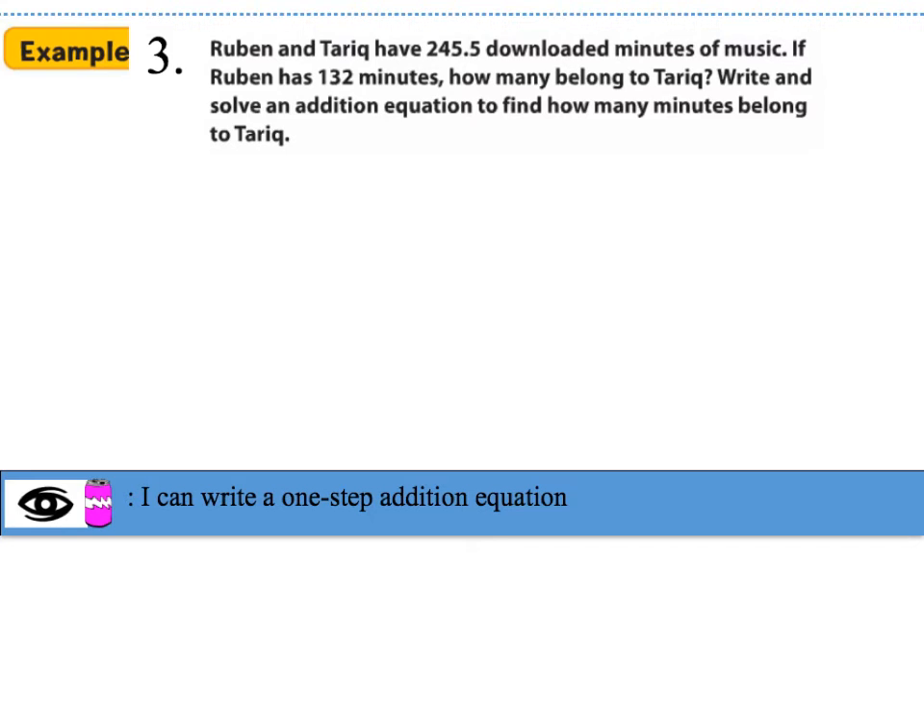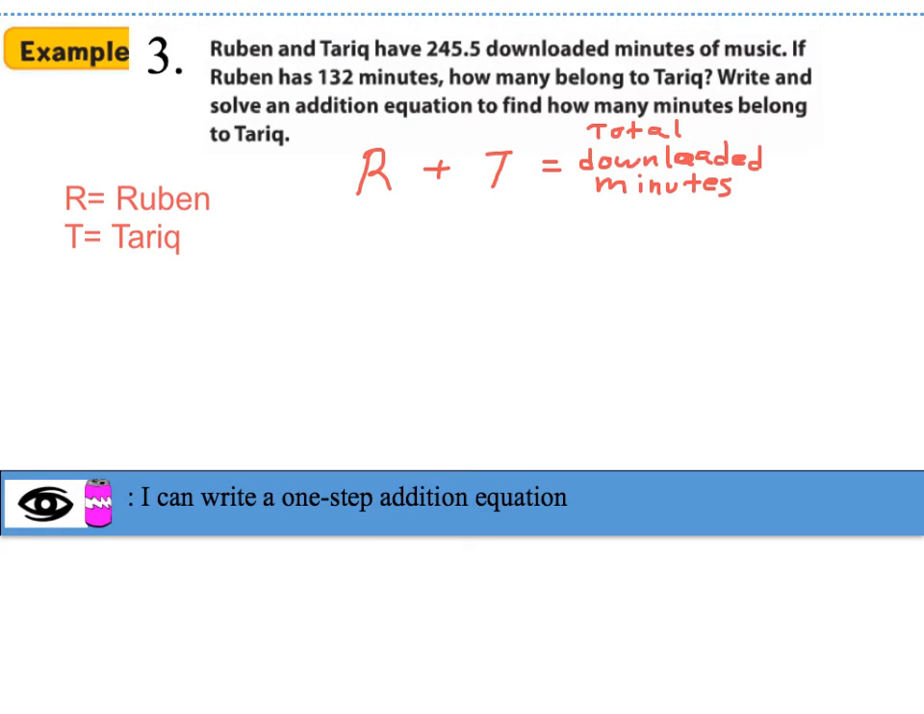So the first thing we want to do is identify some variables. R will stand for Ruben and T will stand for Tariq. So I can start my equation by saying Ruben plus Tariq equals total downloaded minutes.